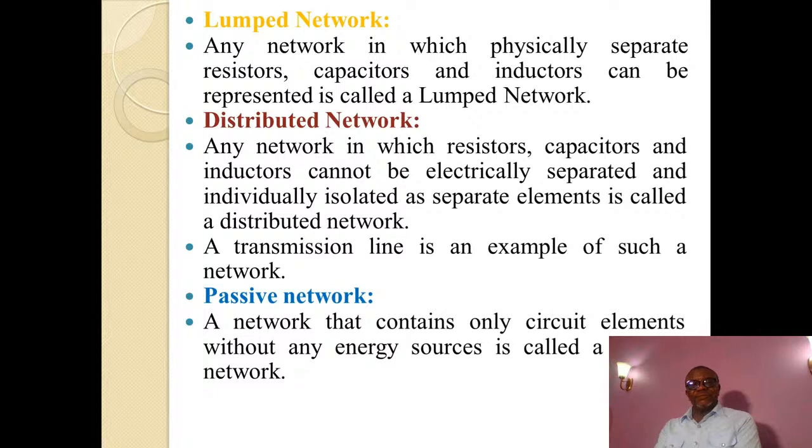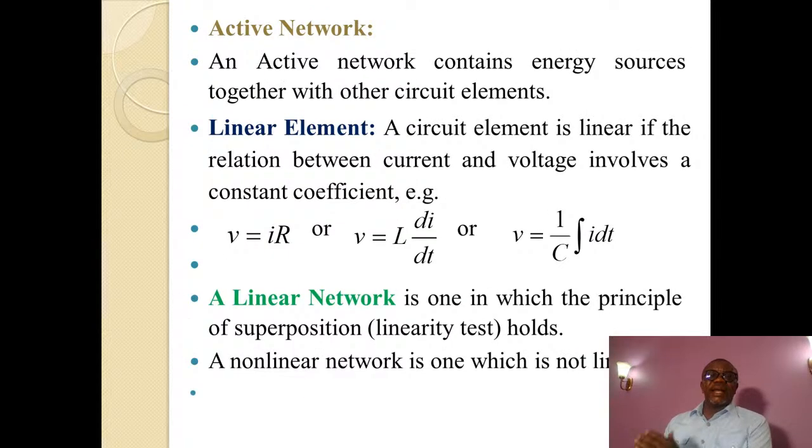A passive network is one that contains only circuit elements without any energy sources in them. So it doesn't have an energy source. You call it a passive network. If it has an energy source, you call it an active network. So an active network contains energy sources together with other circuit elements.